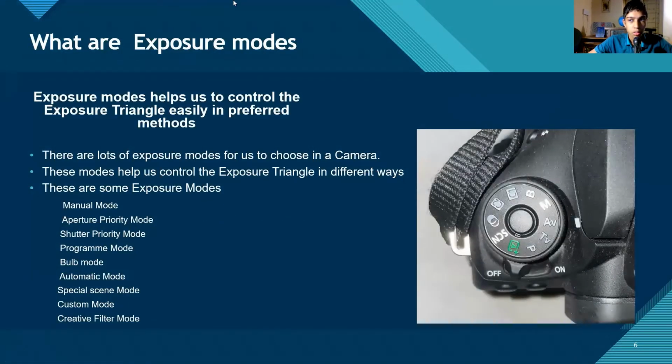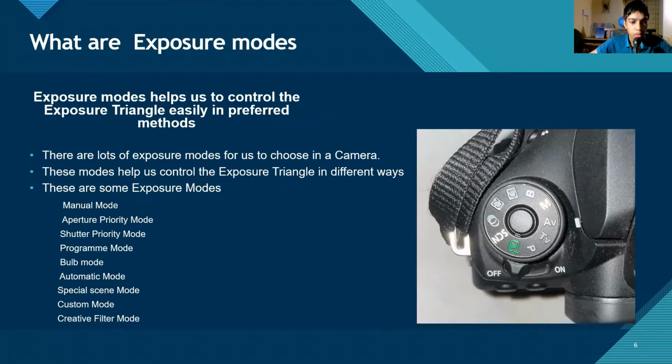What are exposure modes? Exposure modes help us to control the exposure triangle easily in the preferred methods. So there are lots of exposure modes in a camera. These are some: manual mode. In the manual mode, you have to set every function of the camera manually by yourself.